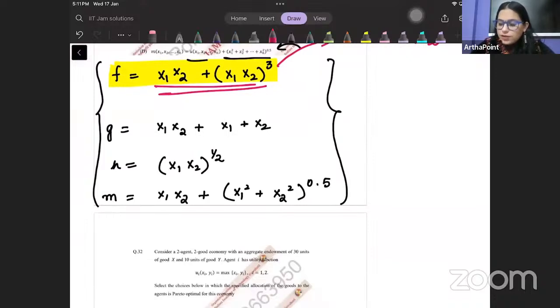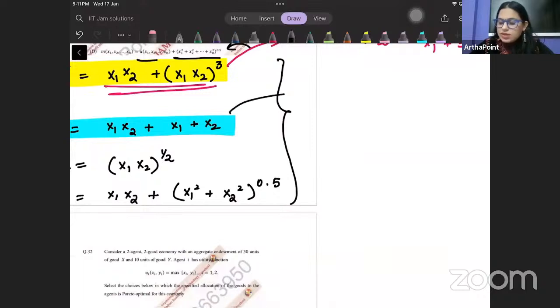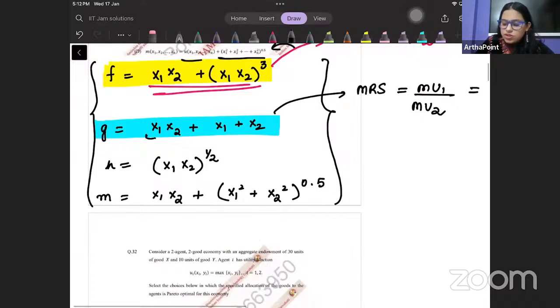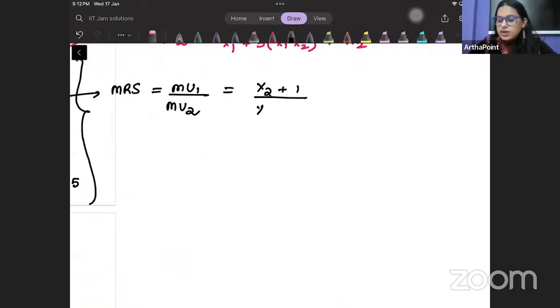When I look into the function g and try to find out the MRS, what will it be? MRS will be mu1 by mu2. If I differentiate this with respect to good 1, I will get x2 plus 1. Differentiate this with respect to x1, you will get x2, and here you will get plus 1. And when you differentiate it with respect to 2, then you will get x1 plus 1. So here also you will get x1 plus 1.